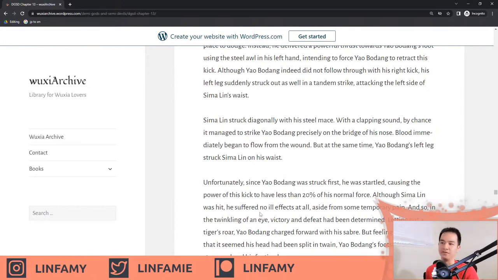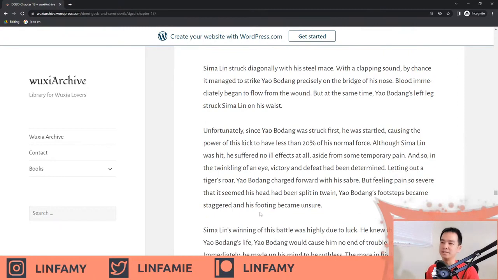Blood immediately began to flow from the wound, but at the same time, Yao Bodang's left leg struck Sima Lin on his waist. Unfortunately, since Yao Bodang was struck first, he was startled, causing the power of this kick to have less than 20% of his normal force. Although Sima Lin was hit, he suffered no ill effects at all, aside from some temporary pain. And so, in the twinkling of an eye, victory and defeat had been determined.